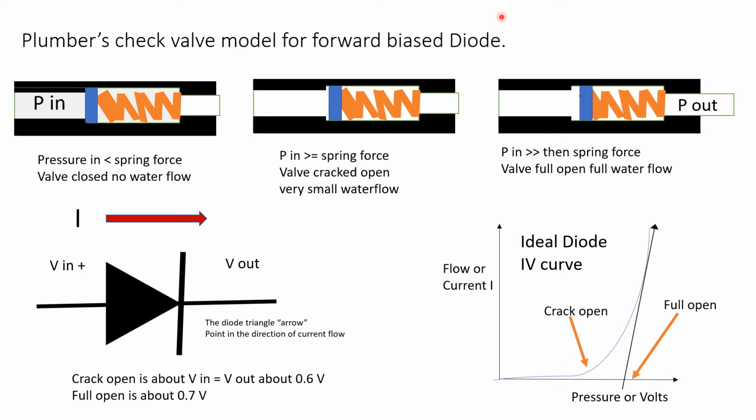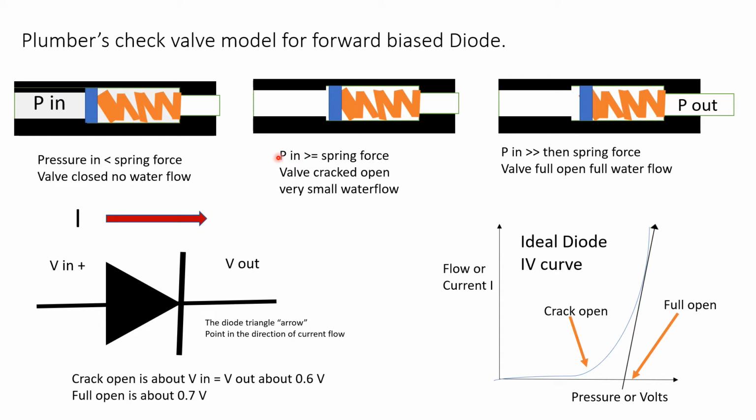Okay, in this presentation, I'm going to show a check valve fully closed, partially open, and fully open. Now, I didn't put the gap in here for the water to flow around it pictorially, but that's because I'm not a very good artist. All right, in this case, the pressure in is less than the spring force. The valve is closed and no water is flowing. We may have some leakage around this valve seat here.